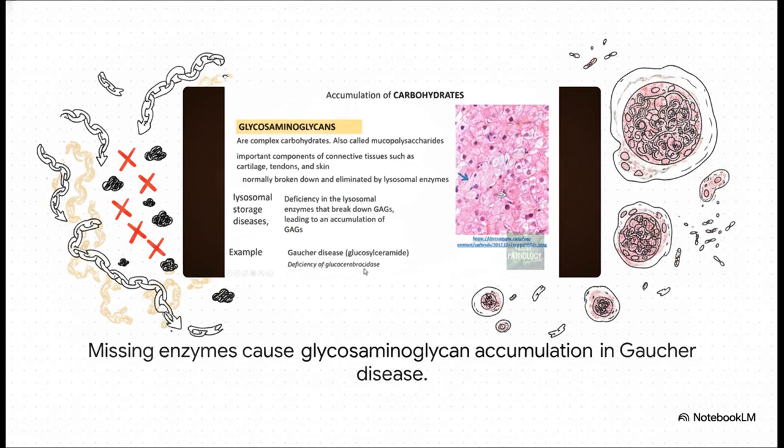Now notice the microscopic evidence of enzyme failure right here. We're looking at glycosaminoglycans, which are complex carbohydrates normally eliminated by lysosomal enzymes. But in Gaucher disease, which is a really devastating lysosomal storage disorder, the patient lacks one single enzyme, glucocerebrosidase. Because that one microscopic scissor is missing, these sugars just build up relentlessly inside the cells, turning them into the swollen, highly dysfunctional husks you see here. It's wild how one missing piece causes so much chaos.